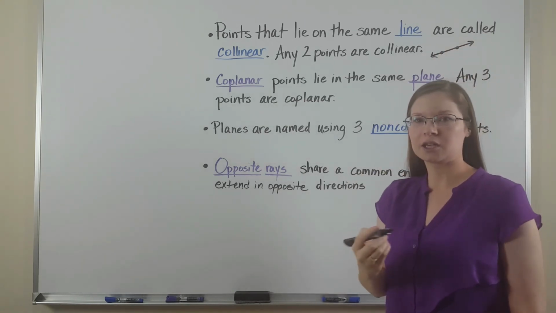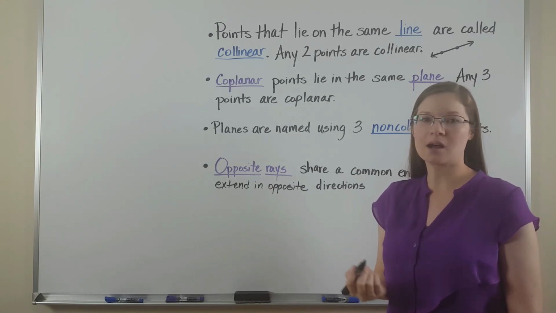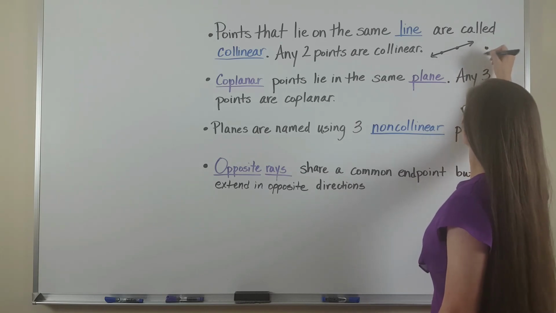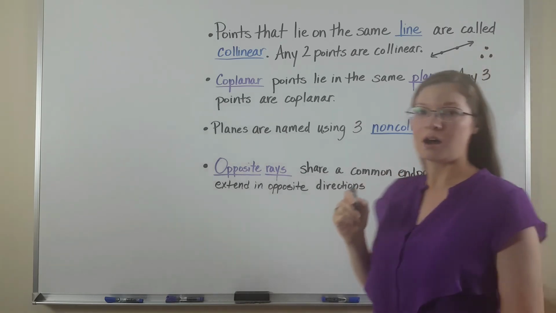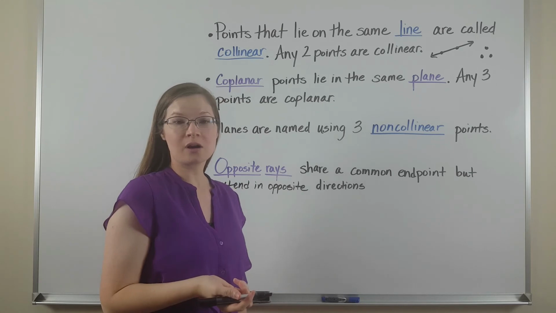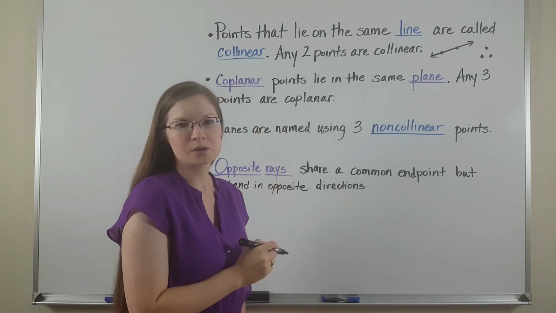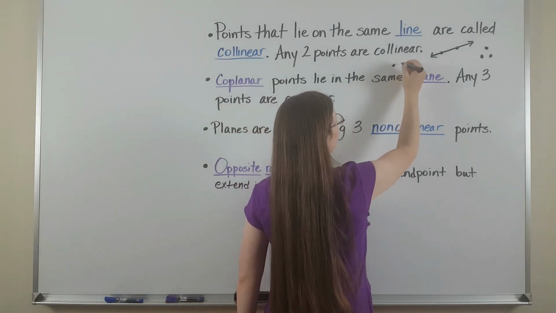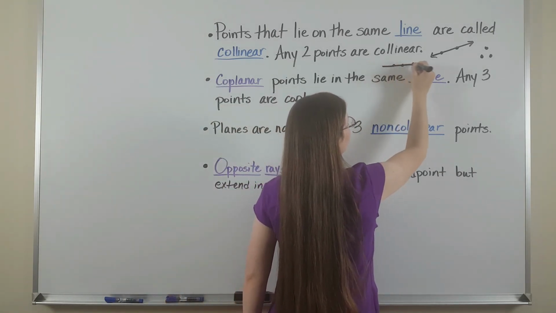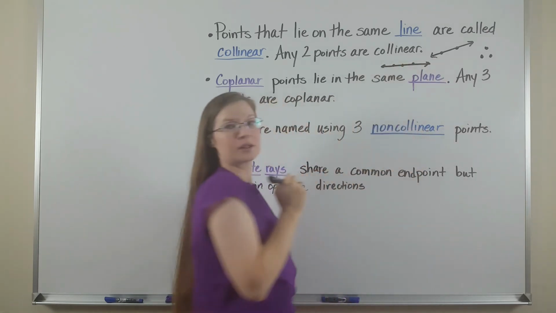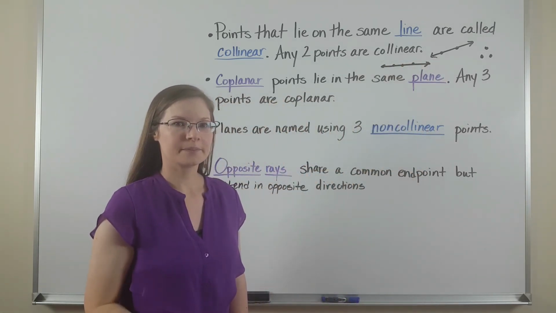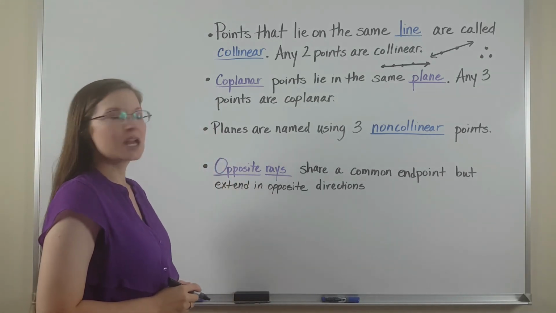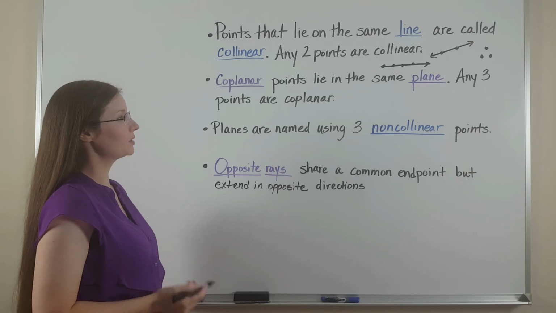When I have 3 or 4 or more points, I might not be able to draw a line that goes through them. For example, these 3 points are not collinear, and the reason why they're not collinear is because I can't draw a line that goes through those 3 points. But these 3 points are collinear because I can draw a line that goes through them.